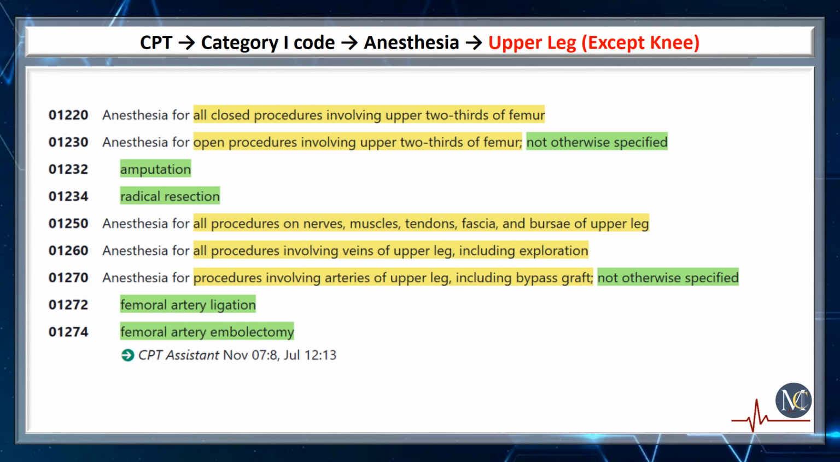01272. Femoral artery ligation. The provider performs anesthesia service for a patient undergoing ligation and bypass graft placement of the femoral artery in the upper leg. Next code is femoral artery embolectomy. An embolus is a block in an artery that can originate from blood clots, air bubbles, fat particles, or foreign substances. Ectomy means removal. The provider performs anesthesia service for a patient undergoing surgical removal of embolus and placement of bypass graft of the femoral artery in the upper leg.